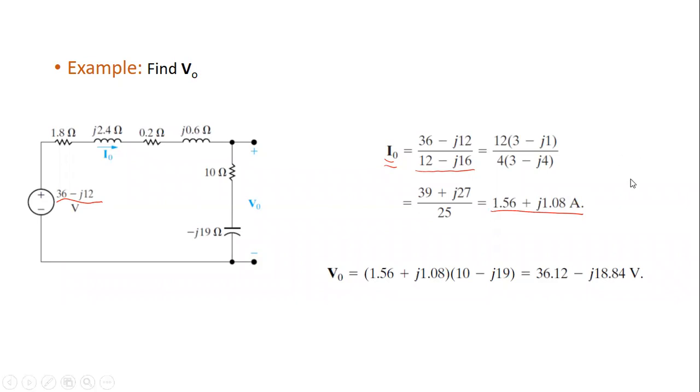Okay. So again, in order to get rid of the bottom, you multiply by 3 plus J4 divided by 3 plus J4. As you see, this is 1, so you can multiply anything by 1. So 12 divided by 4 is equal to 3.